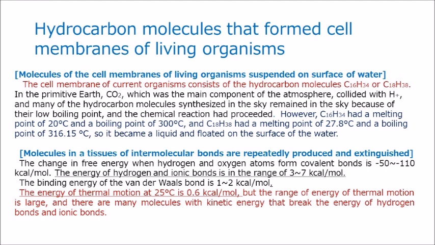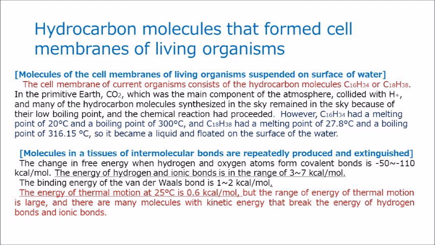Molecules and tissues of intermolecular bonds are repeatedly produced and extinguished. The change in free energy when hydrogen and oxygen atoms form covalent bonds is -50 to -110 kilocalories per mole. The energy of hydrogen and ionic bonds is in the range of 3 to 7 kilocalories per mole. The binding energy of the van der Waals bond is 1 to 2 kilocalories per mole.